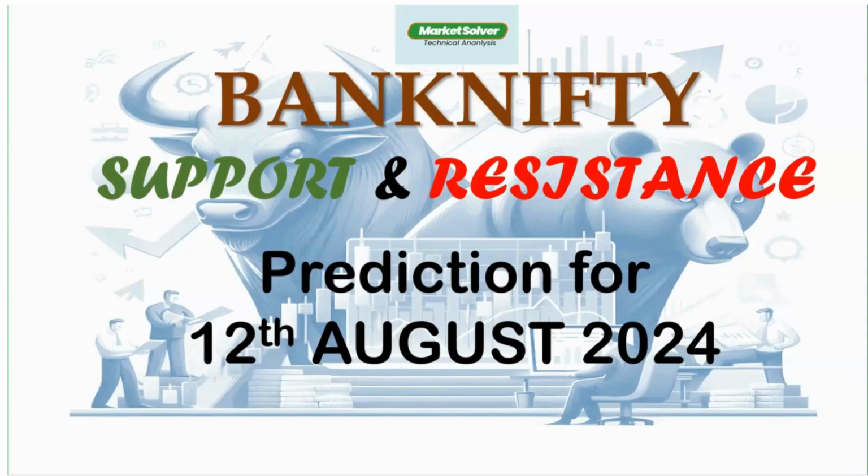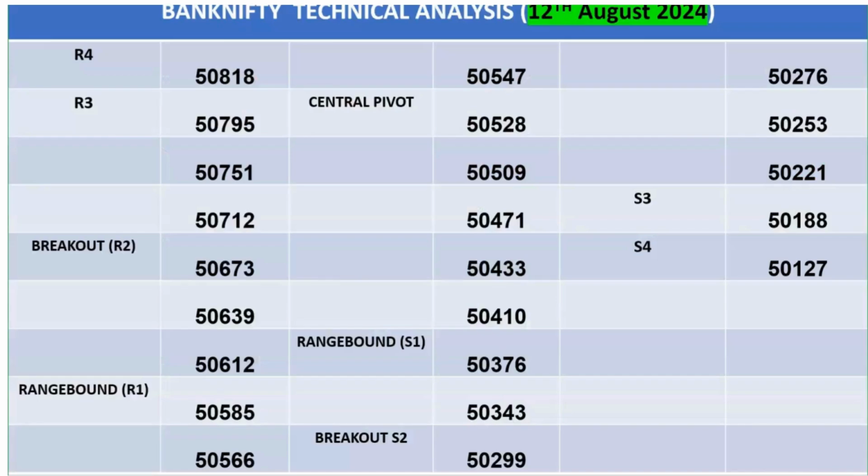So friends, today the market is over, that is 9th of August. We have got the data for the 9th of August, and we have the previous data also. On the basis of that, we are going to predict the most probable levels for 12th of August 2024, and that is a Monday.